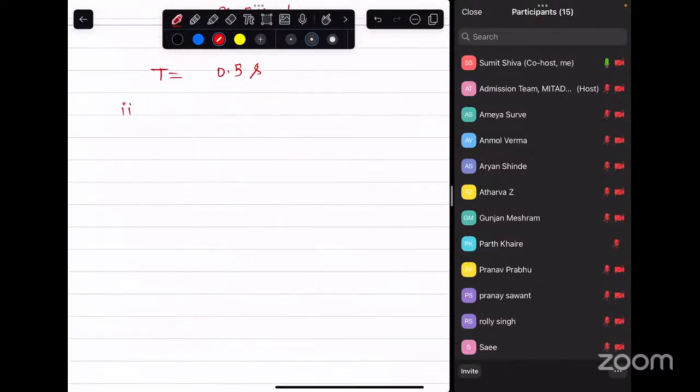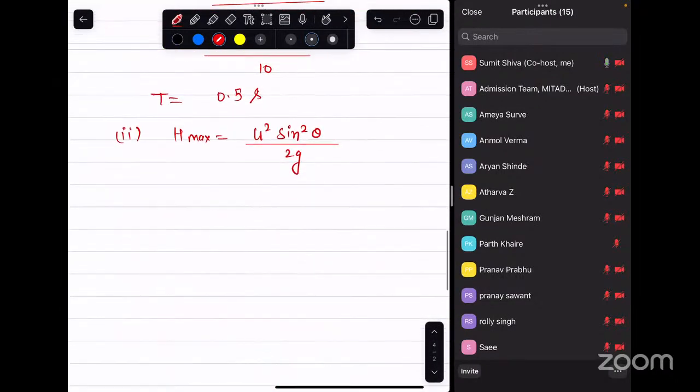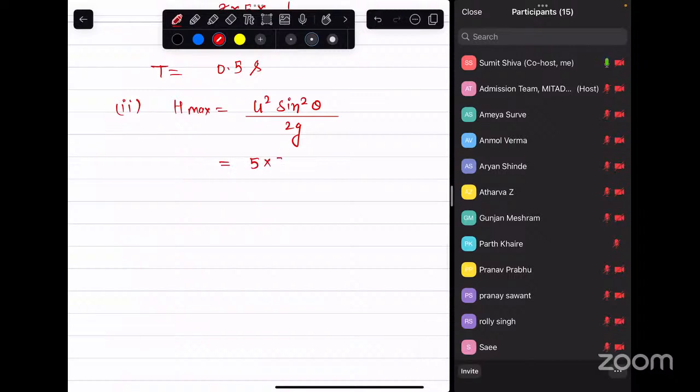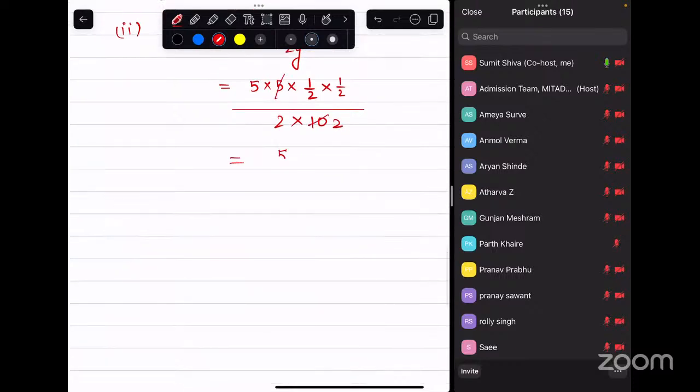Yes, the formula for H max is u square sine square theta by 2g. So this will be 5 into 5 into u square is sine 30. Sine 30 is 1 by 2. So this will be 1 by 2 into 1 by 2 divided by 2 into g. G is 10, so this factor will cancel out and we will have 5 divided by 2 into 2 into 2, 8. Again, we are dealing with it in the SI system, so this will be in meters.